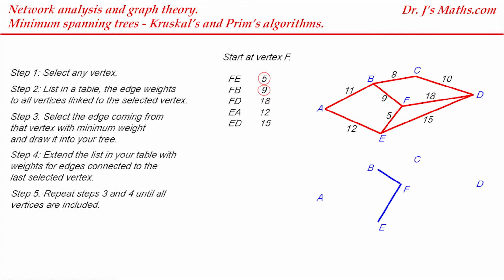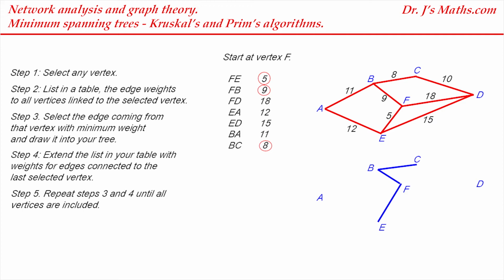As B is the new vertex that I've added, I've now got to put in the other vertices that stem from B. So BA is 11 and BC is 8. I then look at my table of values which aren't circled. BC happens to be the next one, which is the lowest weight of 8, and so I circle the 8 and I add into my diagram the edge BC.